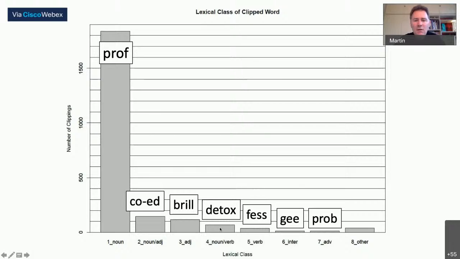And then detox here can be either a noun or a verb. Detox can be a thing. It can also be something you do. Other parts of speech do exist. So we have adjectives like brill from brilliant, verbs like fess from confess, interjections like G, that comes from Jesus, probably, prob. But you see that these are relatively marginal categories. The main weight lies with the nouns and the ambicategorical categories.